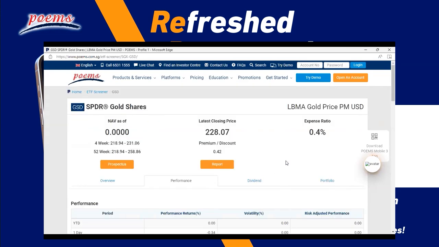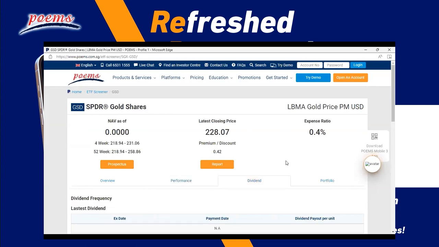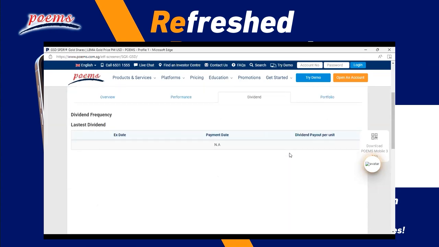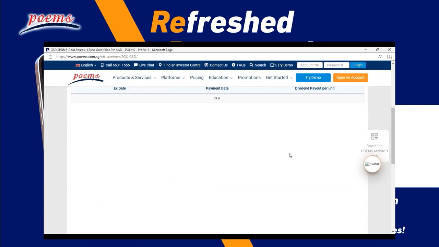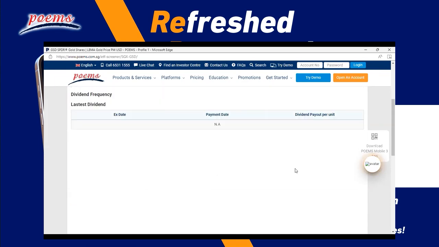As well as if you're interested in the passive dividend that the ETF is giving, you can go to the dividend tab to check whether they actually give out dividend consistently, what is the dividend amount, or whether they even give out dividend. So you can check the dividend tab for the dividend frequency itself.